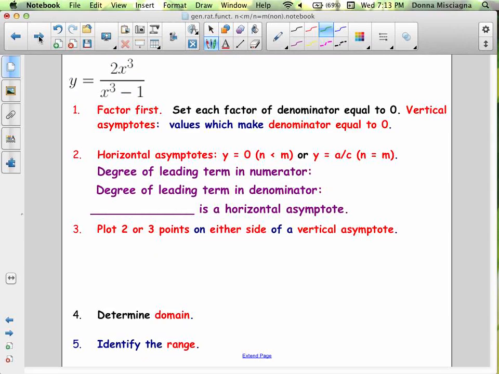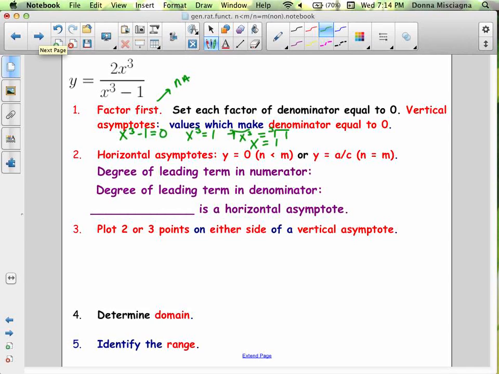So on this one, we're not going to be factoring, because we have a cube here that we could just take a cube root of both sides. So we have x cubed minus 1 equals 0. We're going to set that denominator equal to 0. Add 1 to both sides, so x cubed equals 1. We'll take the cube root of both sides. Remember, there's no plus or minus when it's an odd index because there's only going to be one solution. And the cube root of 1, of course, is 1. So we have a vertical asymptote at x equals 1.